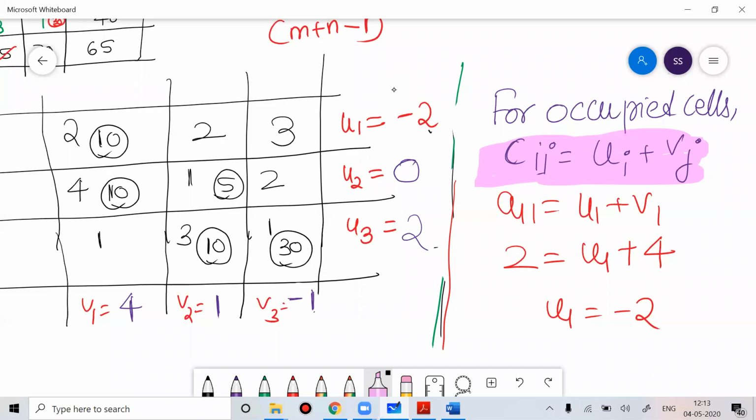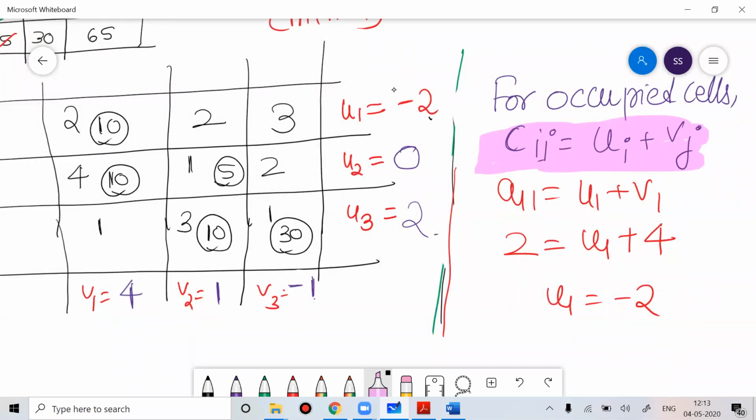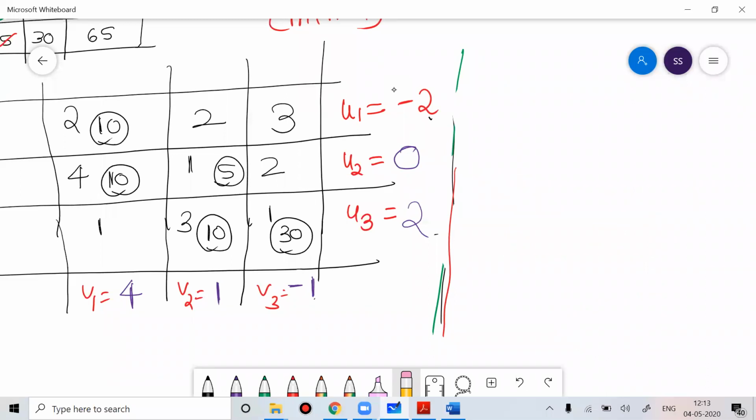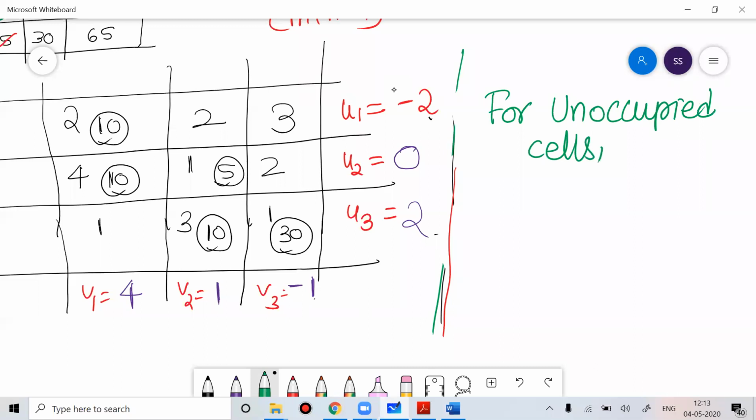Now I'll do assignment of unoccupied cells. Now we'll talk about unoccupied cells. For the unoccupied cells, we'll use the formula Cij minus (ui plus vj). Okay, now everyone try this, use this formula.